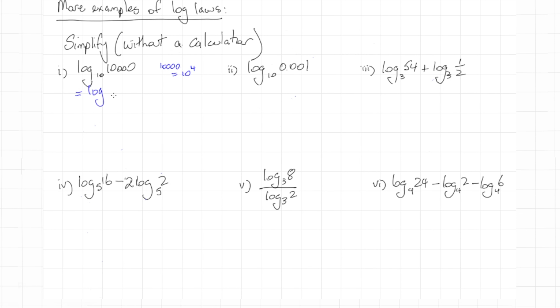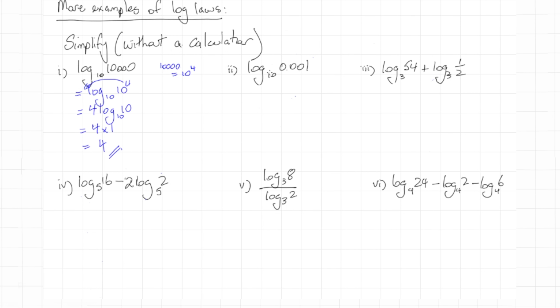So we can write log to base 10 of 10 to the power of 4. The reason we go to base 10 is that that's what the logarithm is to base 10. So that 4, by the third law of logarithms, can come over the front here, and that's 4 log 10 to base 10. And the fourth law of logarithms is log a to base a is equal to 1, so log 10 to base 10 is 1, so that's 4 times 1, and that'll be equal to 4.